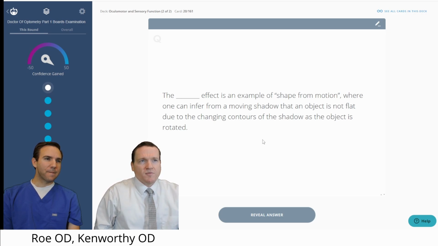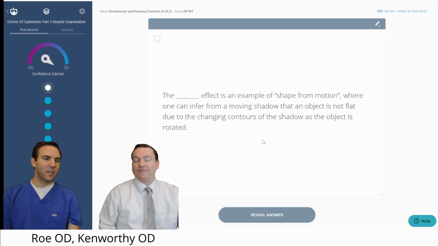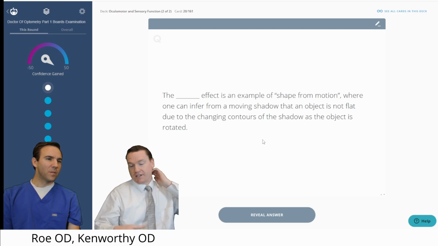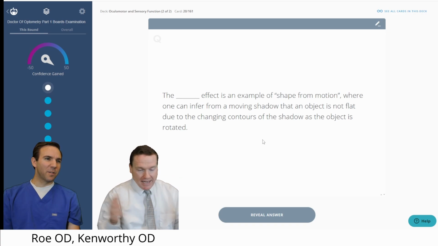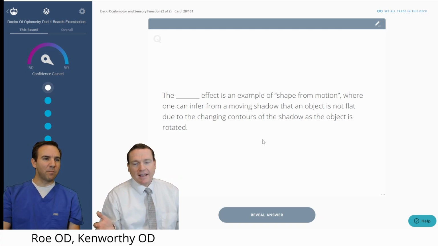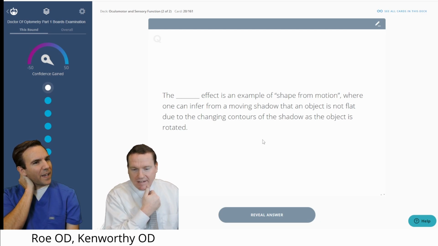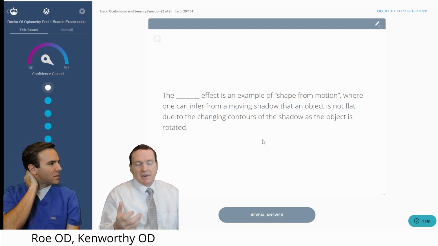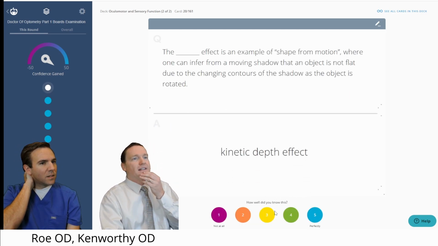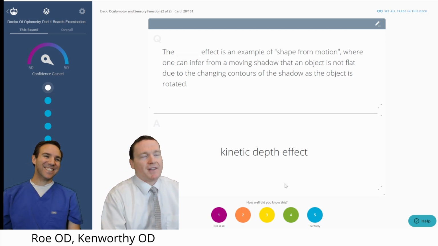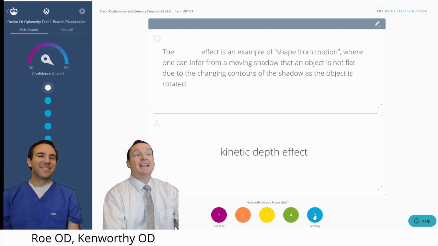The blank effect is an example of shape from motion. One can infer from a moving shadow the object is not flat, from the changing contours of the shadow as the object is rotated. I want to say like Troxler, Pulfrich. These don't make sense. Pulfrich is the phenomenon of it moving back and forth, but it's not a Pulfrich effect. So maybe Troxler. Let's look at it. Kinetic depth effect. Okay, so roller coaster. Yeah, there we go. I like that.